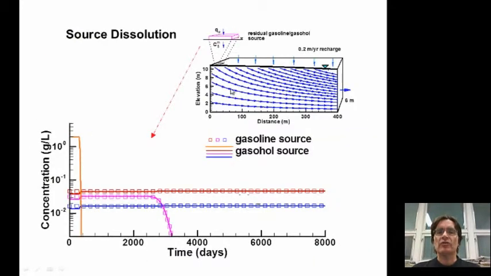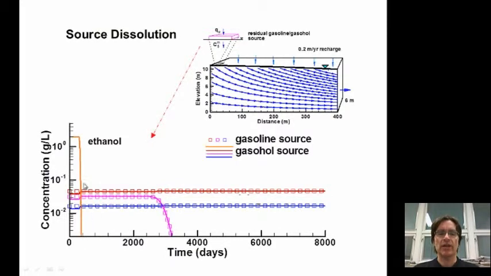So one of the first things we should look at in the transport model is an understanding of what's coming out of the source. We're going to treat the source as a dissolving NAPL phase, dissolving under Raoult's law. So just plotting this concentration coming off the source as a function of time. We have our 4 components, and we can label them as ethanol here. Ethanol is very soluble, high concentration, but very short duration.